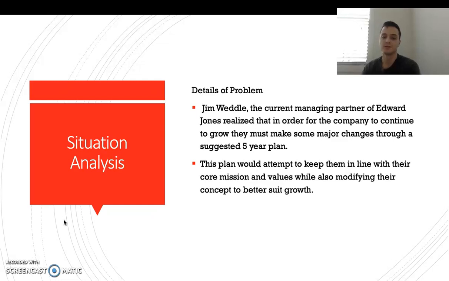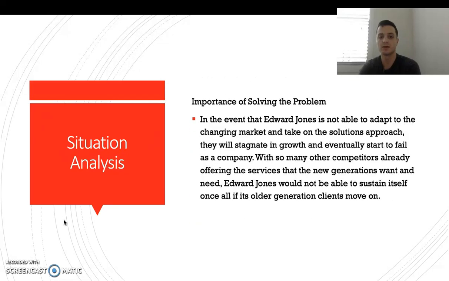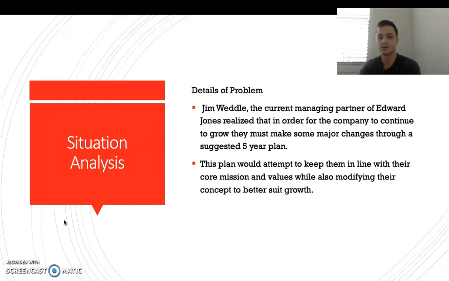So the details of the problem, this is the situation analysis. There are 3 parts to the situation analysis: the details of the problem, the probable causes of the problem, and then the importance of solving the problem. So first we'll go over the details.